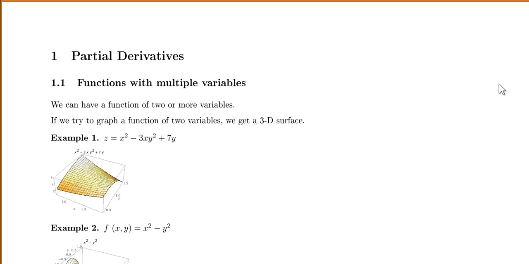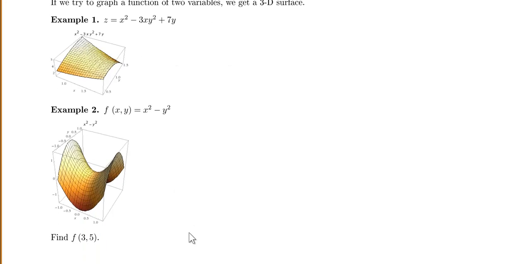So in this first example, you can see that our equation is z equals, and we have a function of x and y in there. So that is a function of two variables, and it creates some 3D surface. And in example 2, I have a new formula with two variables. So it's a function of x and y. And we get this nice saddle looking surface.